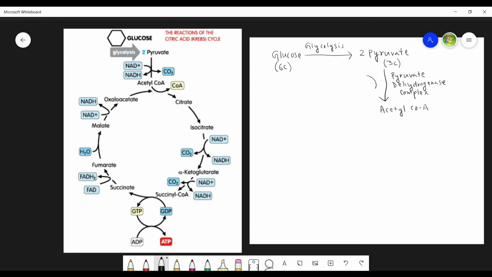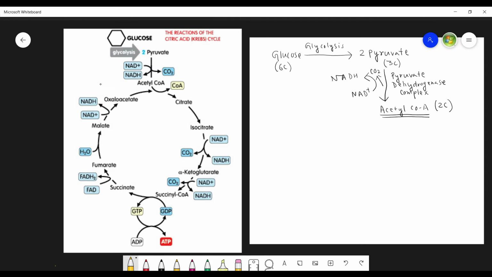And during this, what happens? 1 molecule of NAD plus removes 1 molecule of NADH. At the same time, it also removes 1 molecule of carbon dioxide. So as the carbon dioxide is removed, there is reduction in the number of carbons. As a result, from 3 carbon to 2 carbon acetyl coenzyme A is produced. So here is the acetyl coenzyme A.